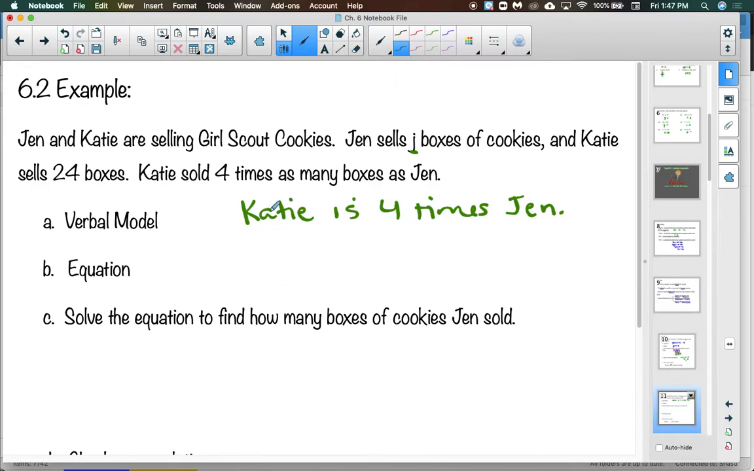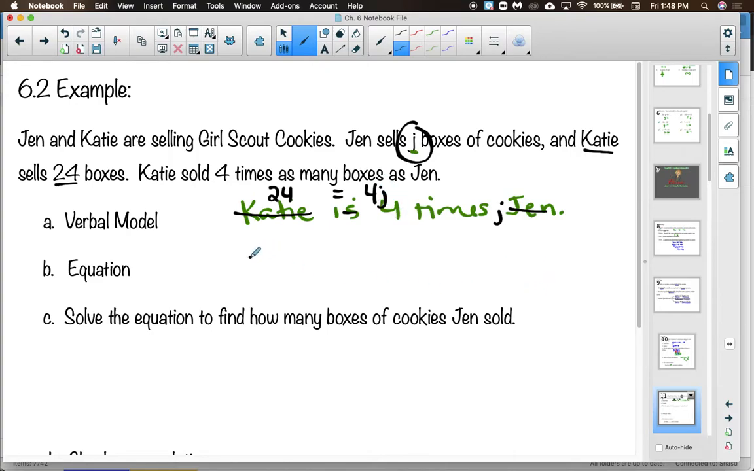So, Katie, let's take a look here. Do we know how many cookies Katie sold? Yeah, we totally do. Katie sold 24 boxes, so I can cross off Katie and put a 24 there. "Is" is a math word that means equals, so I can put an equal sign there. And now I have to think about this, 4 times Jen. Do we know how many boxes Jen sold? Well, no, we don't, but they told us to use this variable J. So we need to think, how would I write 4 times J? Well, that's 4J.